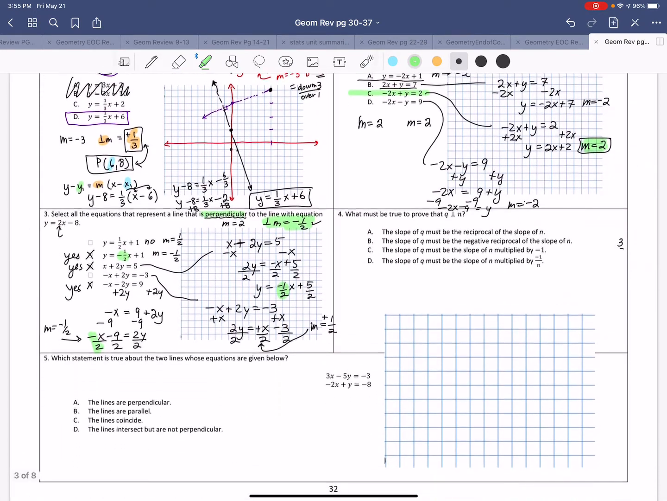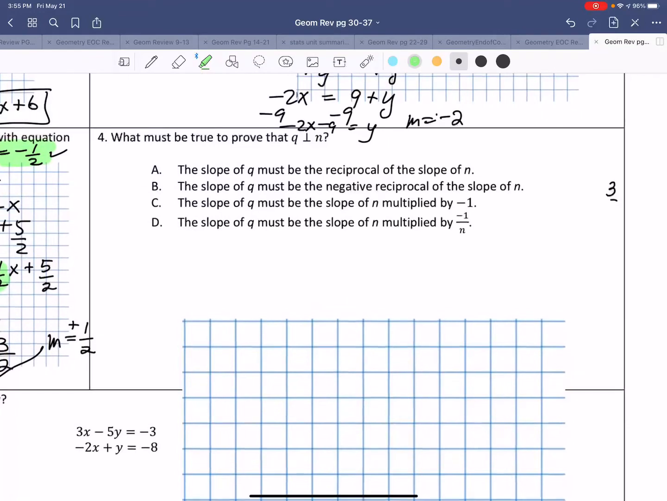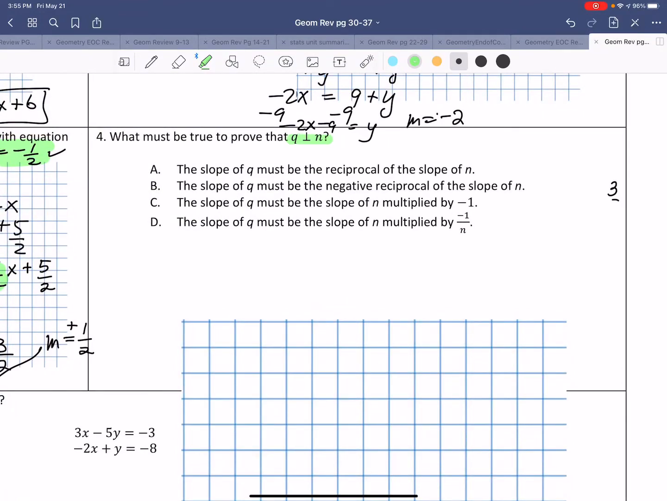Okay, question number 4. It says, what must be true to prove that they're perpendicular? So we learned that whatever the slope of Q is, if the slope of N is the opposite reciprocal, then they're going to be perpendicular. So if the slope is the reciprocal, no, I need both opposite and reciprocal. If the slope is the negative reciprocal, that's going to be yes.